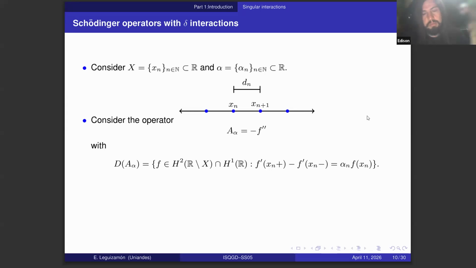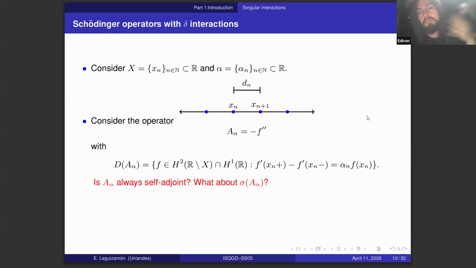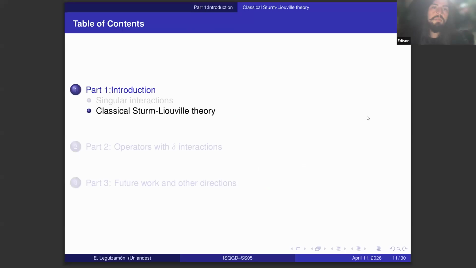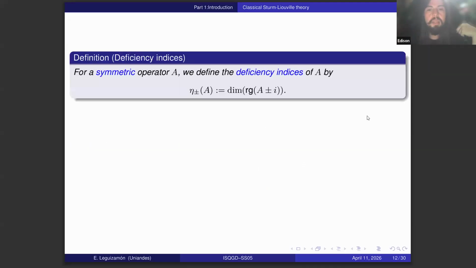So, given a sequence, we have the question if this guy is always self-adjoint, and of course, if we manage to find the self-adjoint operator, what happens with the spectrum? So before I answer this or talk about all the theory or all the works related to this, I would like to talk first about the classical theory.